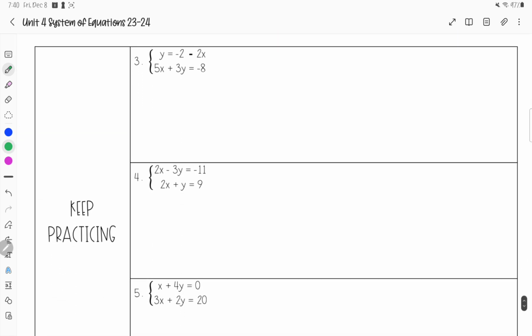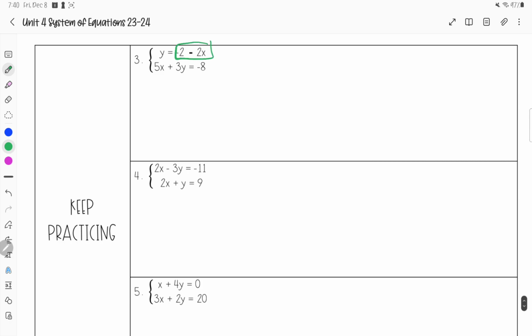Our next one, we need to solve so that one of our variables is alone. So this one says y equals -2 minus 2x. This one says 5x plus 3y equals -8. Well, this one's already solved for y. So I'm going to take this right here and replace it with y right there. So I'm going to have 5x plus 3, I replace this whole thing with y. So -2 minus 2x equals -8.